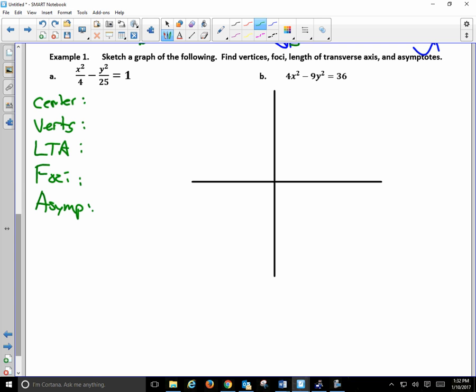What is the center? 0, 0. I mark it. I'm going to make my box. How many units do I go in the x direction? 2. How many units in the y direction? 5. And if I make my box, it's kind of the general layout of how things are going to look.